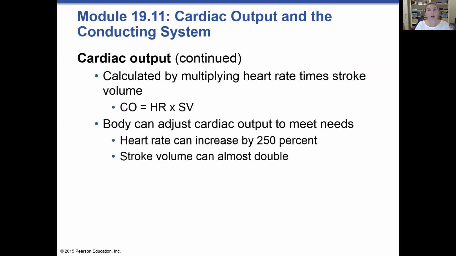So your body can actually adjust our cardiac output. How could we change our cardiac output? Well, if we change our heart rate or we change our stroke volume, any changes in those two factors are going to change our cardiac output. If you increase your heart rate, if you increase your stroke volume, you're going to increase your cardiac output. If you increase one and decrease the other, you're going to have an effect on your overall cardiac output.